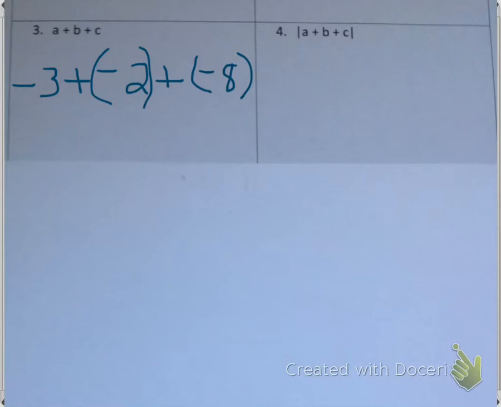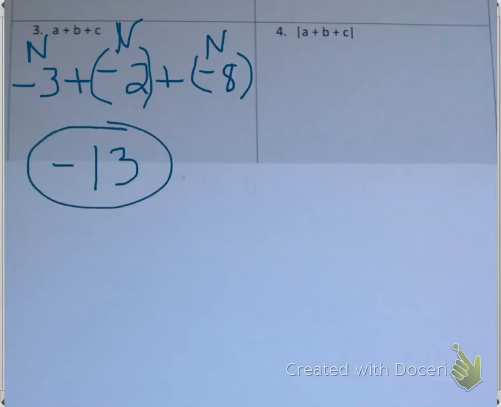So on this one, I don't have any double negatives, so I can just leave it the way it is. I have a -3, a -2, and a -8. Since they're all negative, they're all the same signs, I can add them straight across. So 3 plus 2 is 5, 5 plus 8 is 13. And the larger number is 8, and 8 is negative, so my answer is a -13.